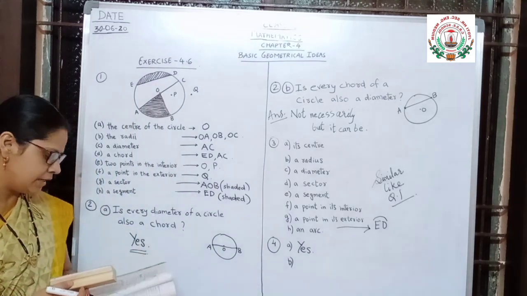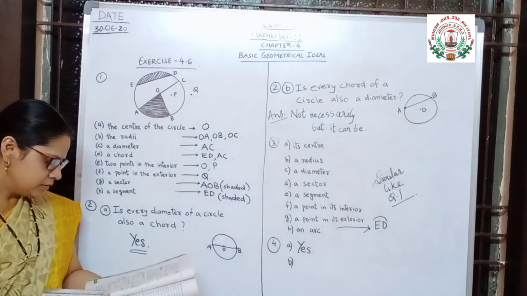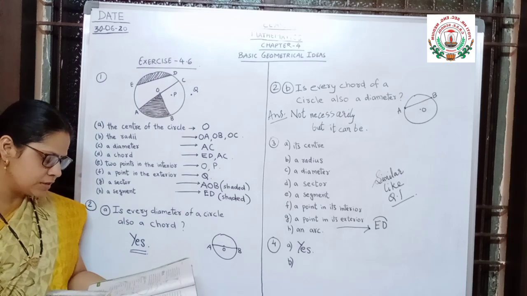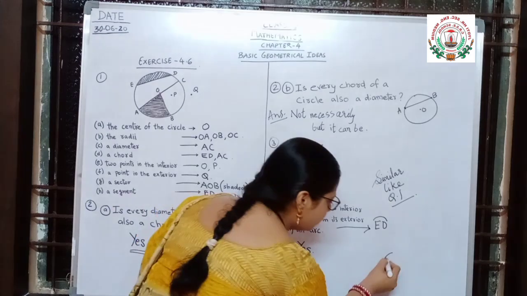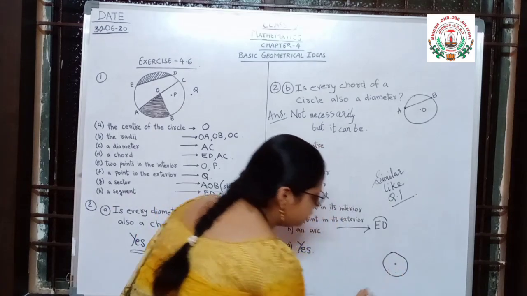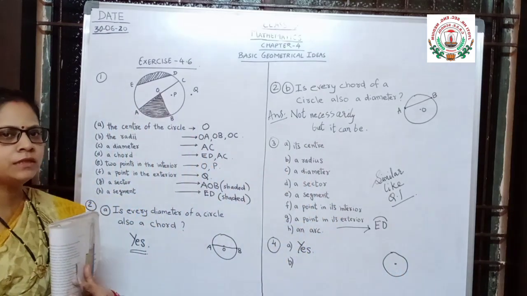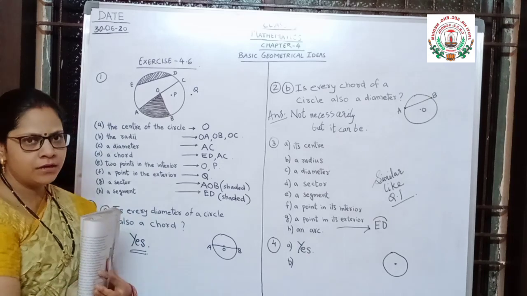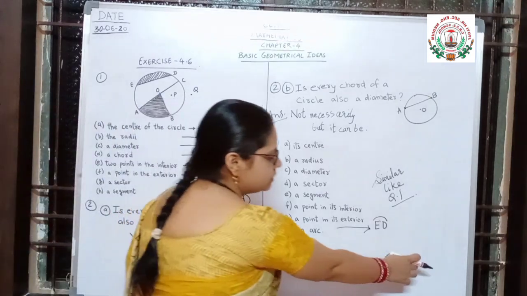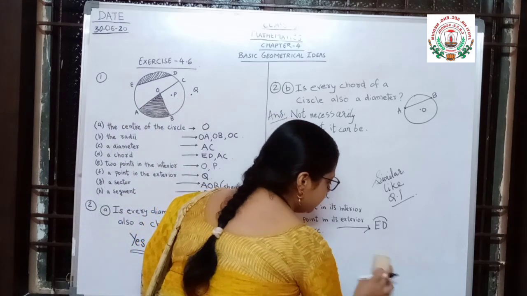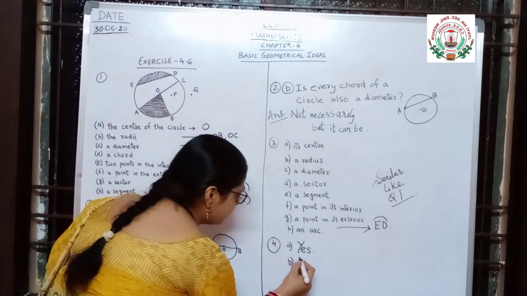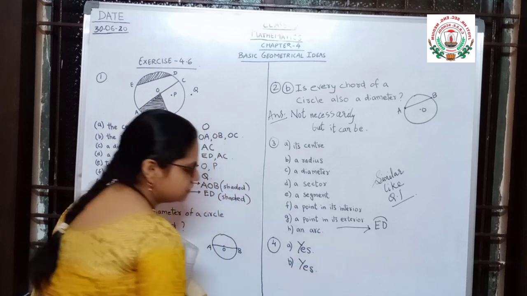2 diameters are intersecting. Second, the center of a circle is always in its interior. You are drawing one circle. This is the center. Is it in the interior part or in the exterior part? It is in the interior. Will you get the center on the outside? No, it is never possible. So yes, the center is in the interior. The answer is yes.